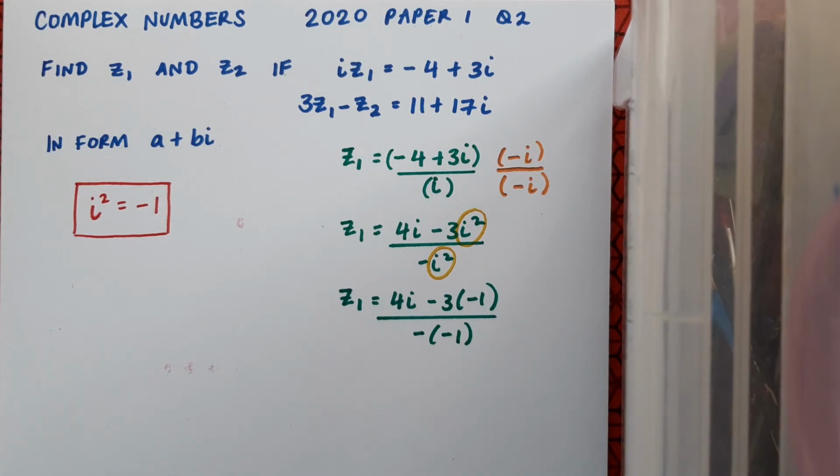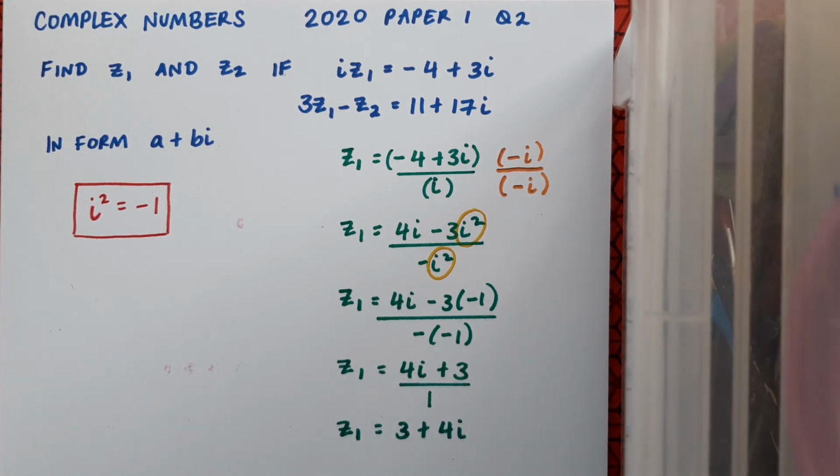And then tidying that up, I'm going to get z1 equals 4i plus 3, and then it's simply a case of just writing it as a regular complex number in the correct order, a plus bi. So the over 1 I can kind of disregard essentially. And I'll put the real part, the 3 first, and the 4i at the end. So that's z1 sorted out, and now we go on to figure out z2.